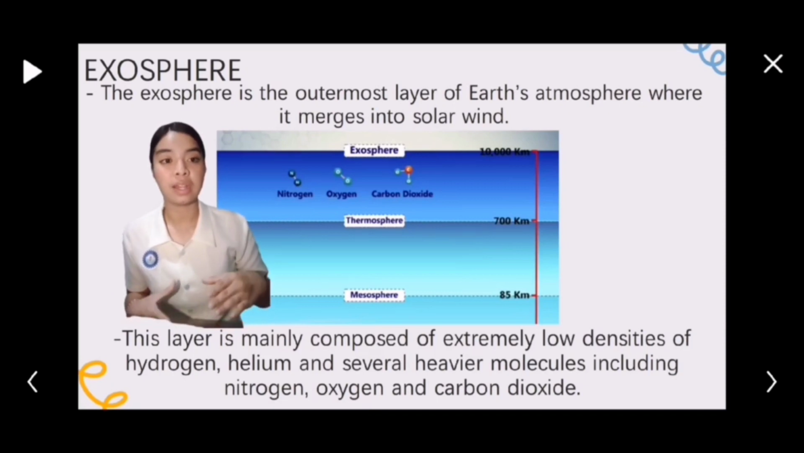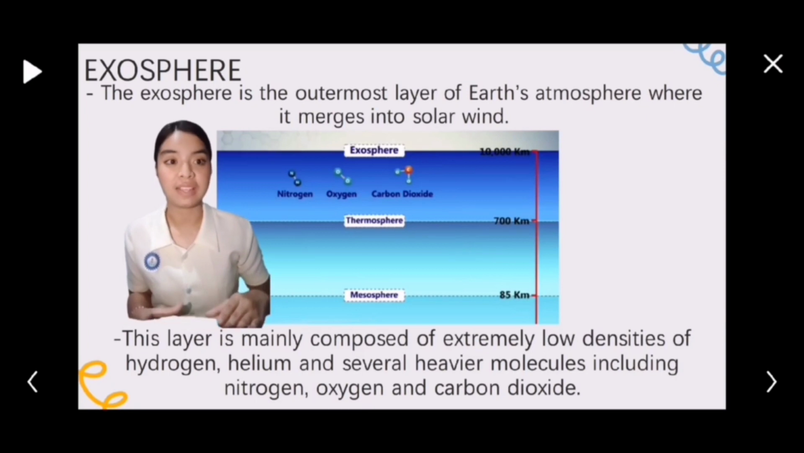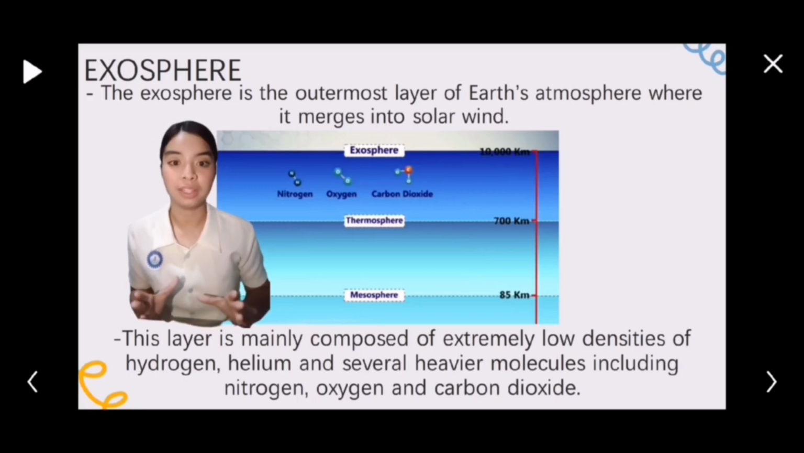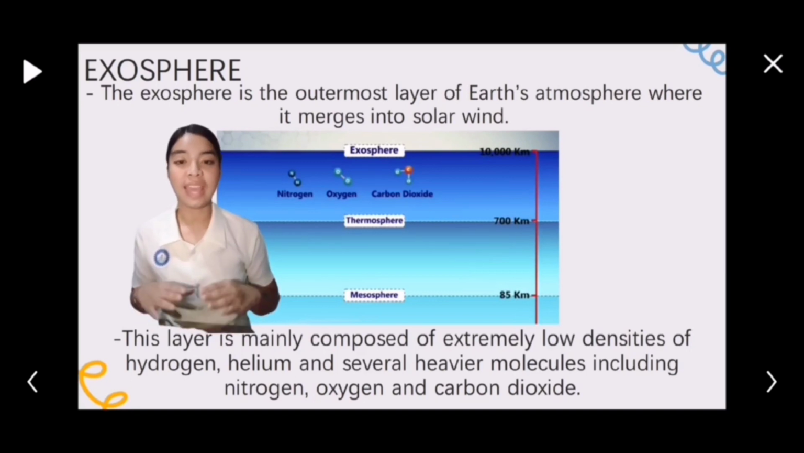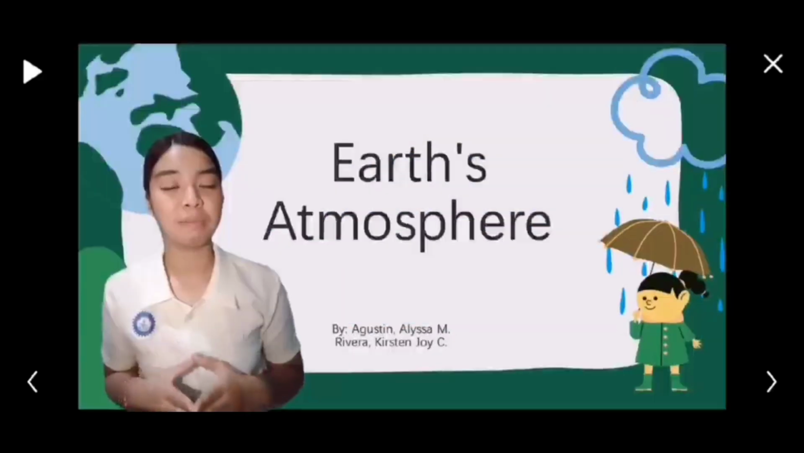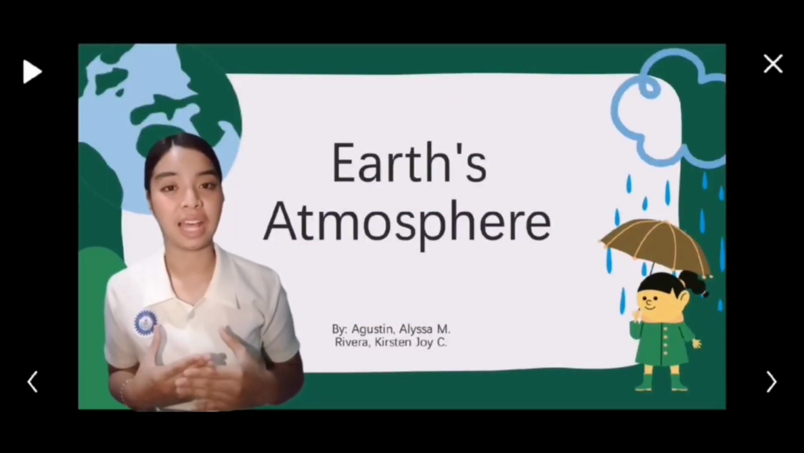This is where the atmosphere gradually transitions into the vacuum of space. Gas molecules are sparse and collisions between particles are infrequent. As an example, satellites and other spacecraft orbit within the exosphere, experiencing very low atmospheric drag due to the thinness of the molecules present in this layer. This is the end of my part, which is the layers of the Earth's atmosphere.